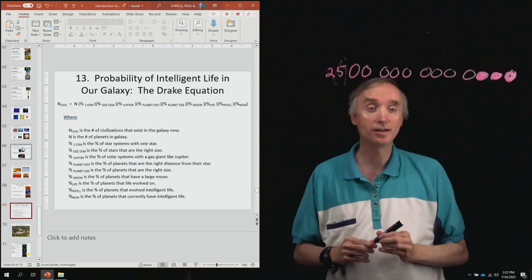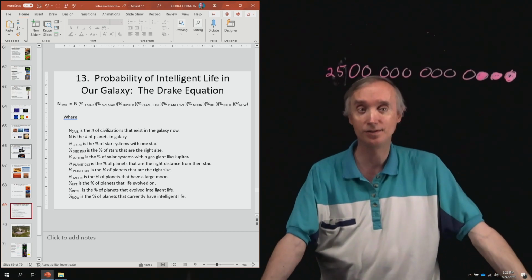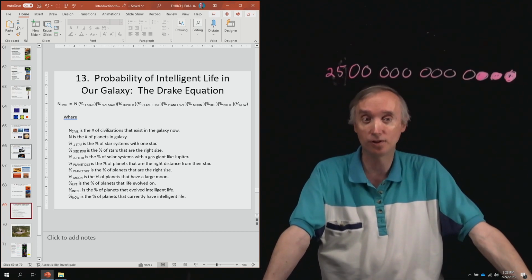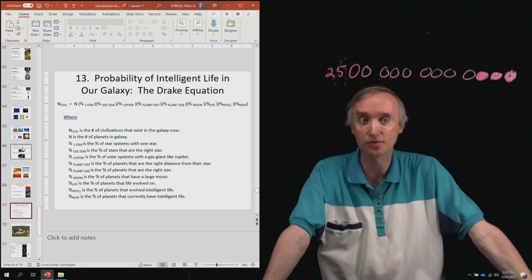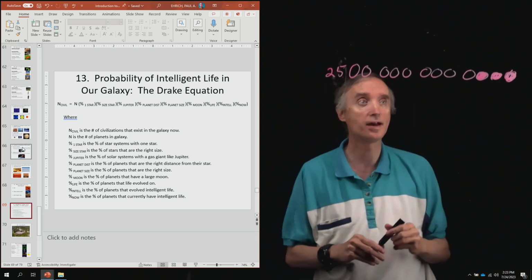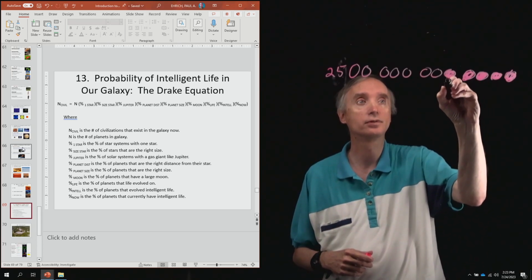Then the next thing is, well, what about the distance? Is it the right distance away from the sun? If it's too close, it's going to be too hot. If it's too far away, it's going to be too cold. So it's got to be the right distance. So what's the odds that our hypothetical planet is just the right distance? I'm going to say 1%. So that means I can get rid of a couple of these.